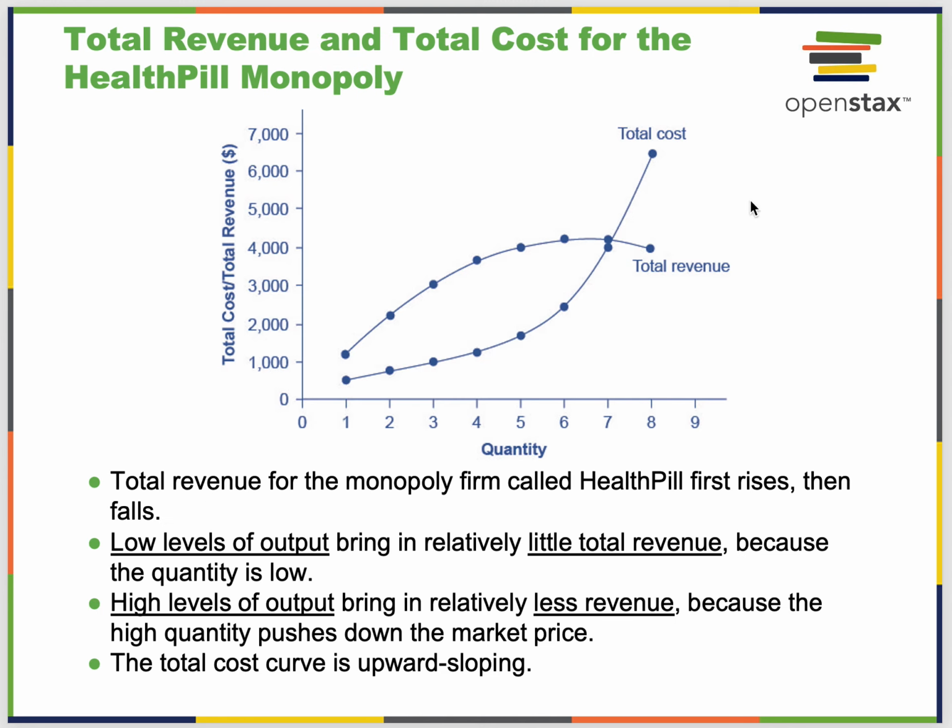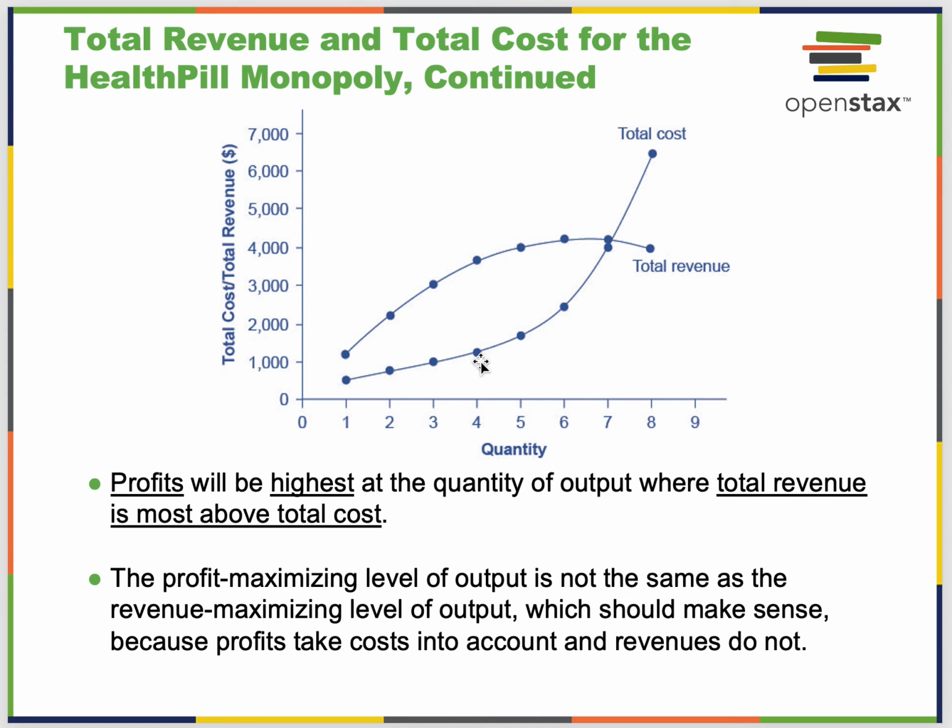If we look at the curve, the total revenue curve is diminishing and the total cost curve is increasing. And you want to find this place, which is approximately 4, I'm guessing, where the difference between total revenue and total cost is the highest.